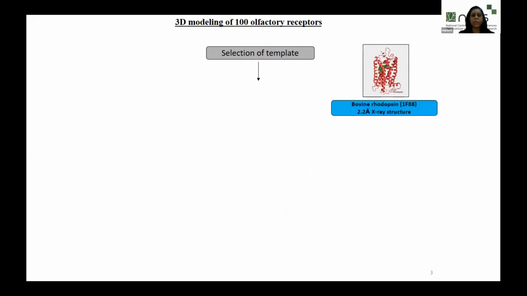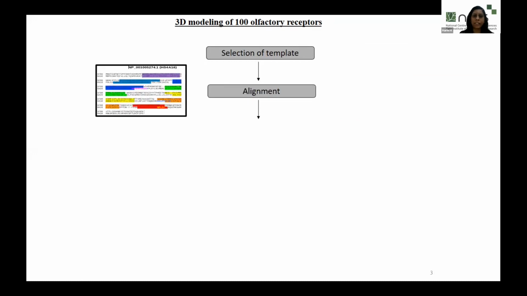So we selected bovine rhodopsin because it was the sequence of a class A GPCR which had close identity to olfactory receptors. We then obtain an alignment for each olfactory receptor that we selected with the template and map the secondary structure regions, that is the 7-transmembrane helices, on the alignment, which is seen here in the rainbow colors. A high identity at the secondary structure region will help us to get a good model at the end.